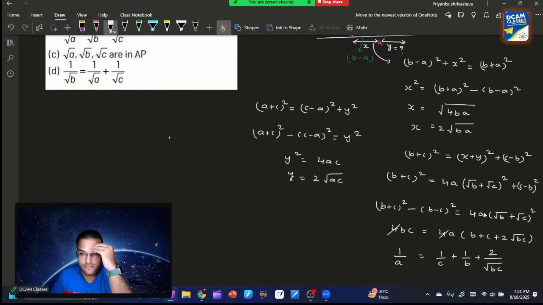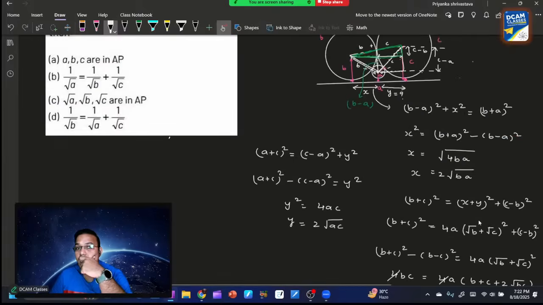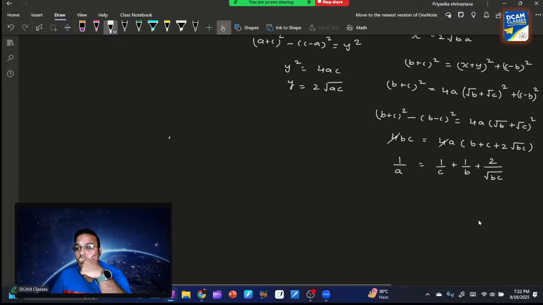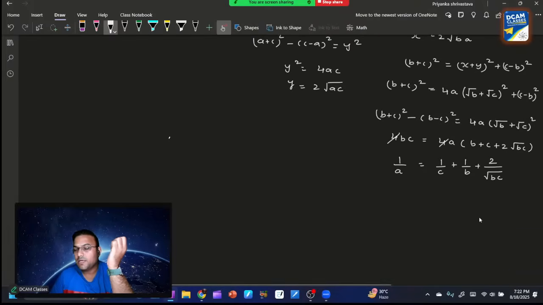Sir, apply square root on both sides. You'll get the answer. Square root on both sides means square root of 1 by A is equal to square root of 1 by C plus 1 by B plus 2 by root BC. No, it will be more complex. Now, sir, we'll get the answer as B. I'm not able to follow. What now? What will we do? After this, you want me to apply square root? Yes.